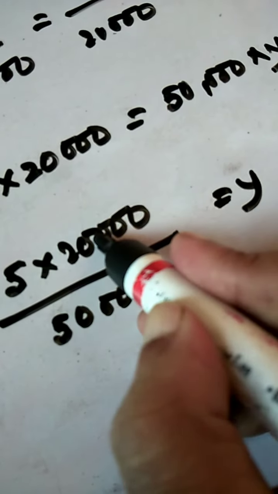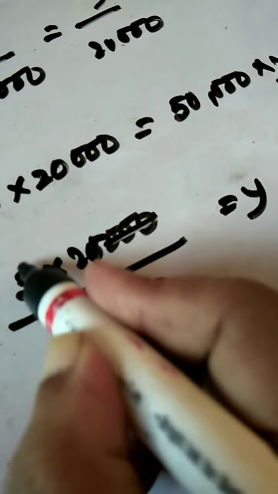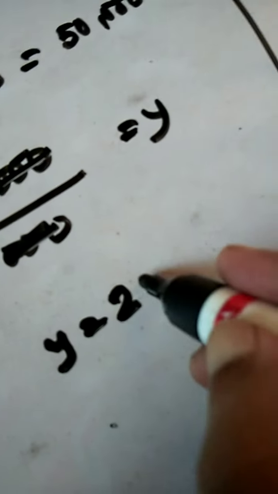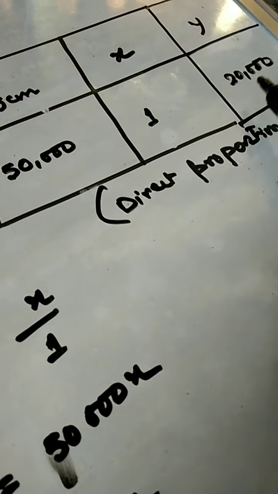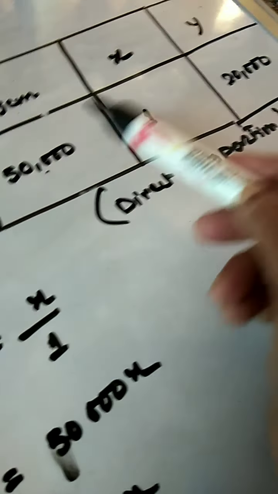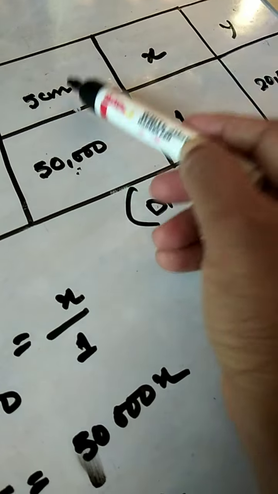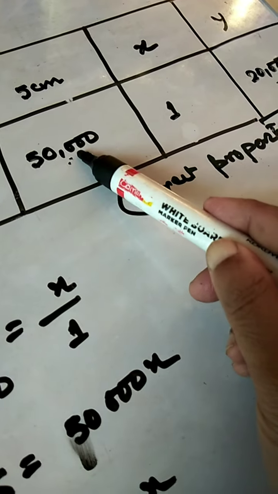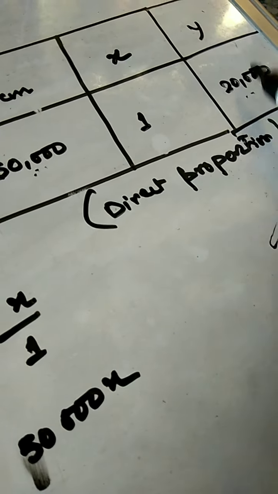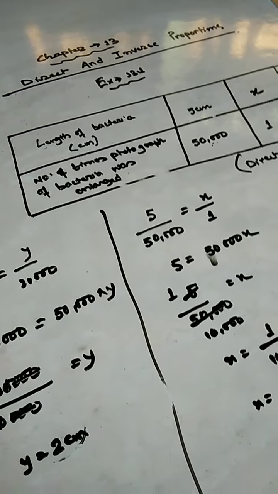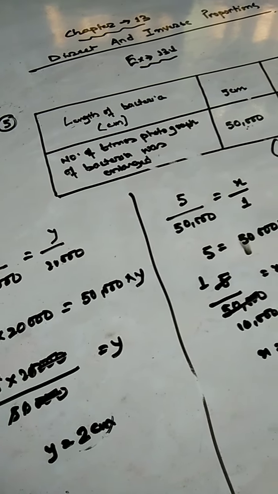Let's reduce the zeros. So y equals 2 centimeter. You see, the number of times is decreasing, and this is also decreasing. 50,000 times, now it is 20,000 times. When it was 50,000 times, it became 5 centimeter. When it was 1, it was very, very small. But when I enlarge by 20,000 times instead of 50,000 times, the length now becomes 2 centimeter. So this is the solution of sum number 5, students. Let's move on to sum number 6.